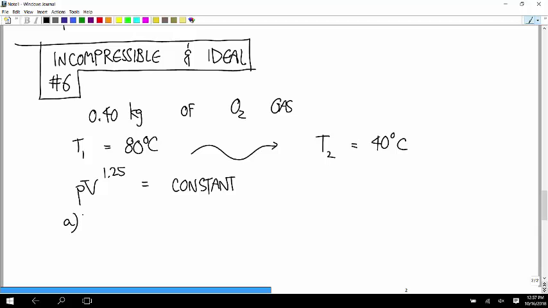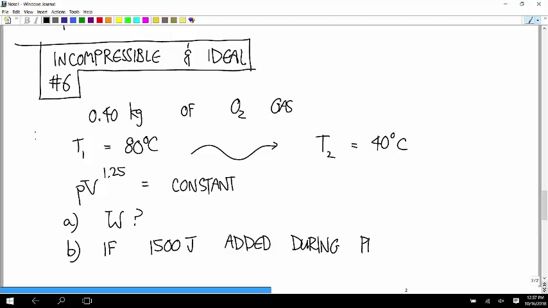And we want to calculate first the work, and second, if 1500 joules is added during the process, what's the change in internal energy? It doesn't say specific internal energy, so we're talking about uppercase U.